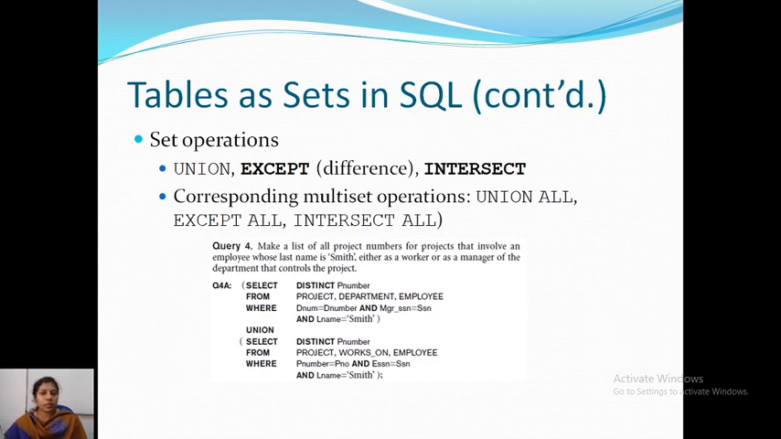Now, as I said, set operations you can apply on these results or the relations, like union, set difference, intersect. These set operations you can perform on the relations. Now here the example is: make a list of all project numbers for projects that involve an employee whose last name is Smith, either as a worker or as a manager of the department that controls the project.